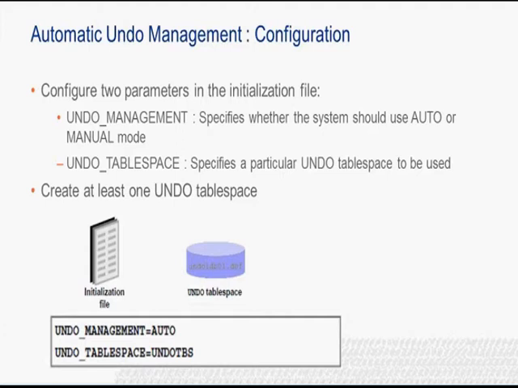Next is UNDO_TABLESPACE. It specifies the undo tablespace to be used, is optional, and is valid only in automatic undo management mode. It specifies the name of an undo tablespace. It is used only when the database has multiple undo tablespaces and we want to direct the database instance to use a particular undo tablespace. This parameter can be set in the initialization file or altered dynamically using the ALTER SYSTEM command: ALTER SYSTEM SET UNDO_TABLESPACE = UNDOTBS.